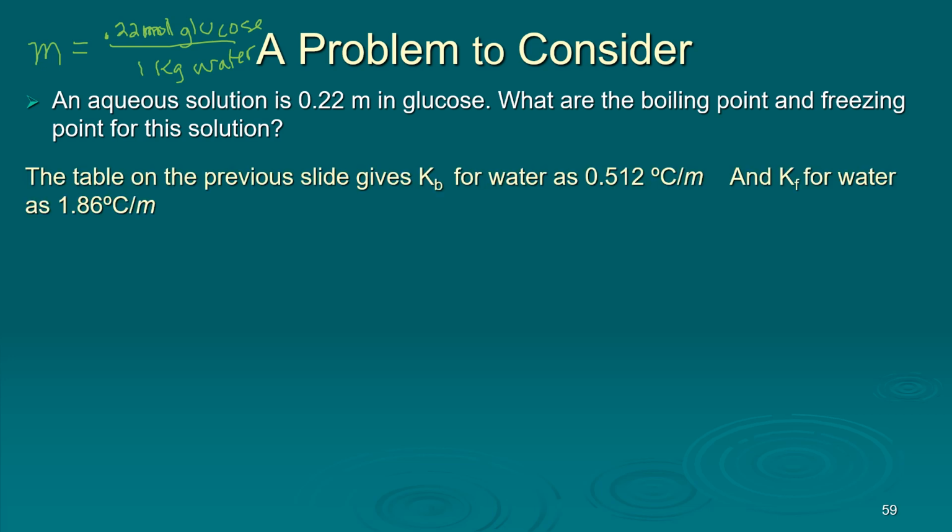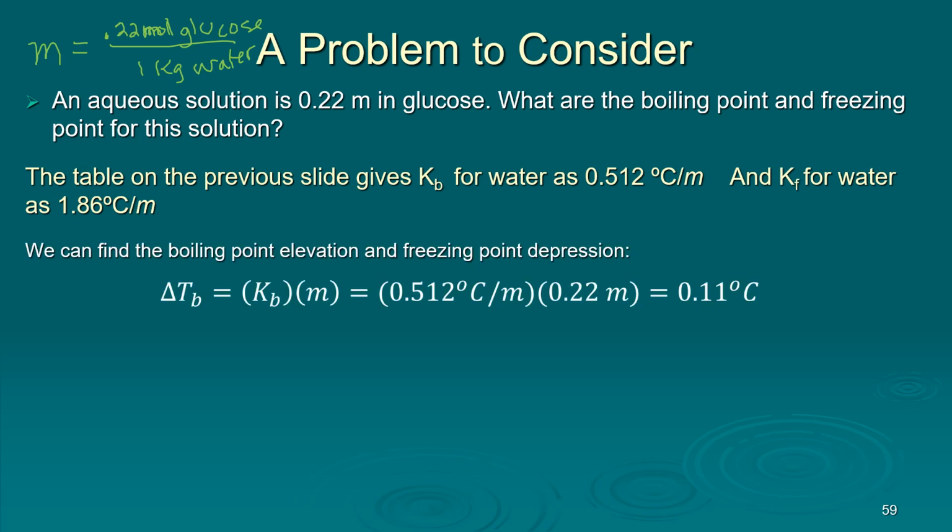So if we look at the table on the previous slide, we look for the Kb for water, 0.512. Kf for water is 1.86. Notice the units are degrees Celsius per molal. So we can find the boiling point elevation and the freezing point depression. Remember that delta TB equals Kb times m. We just looked up Kb, which is 0.512, so that just depends on the solvent, which happens to be water. And we know the concentration in molality is 0.22.